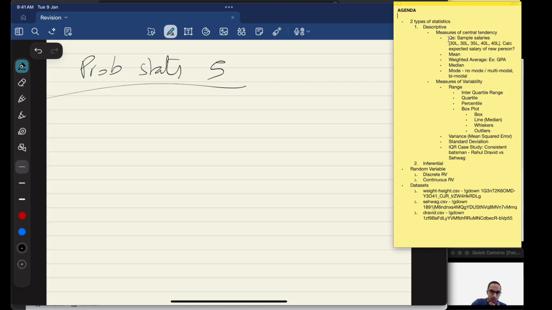Again, we'll be looking at measures of central tendency, which is your mean, median, mode, a little bit of weighted average, and measures of variability, which is primarily range, variance, and standard deviation. And just a definition for inferential stats. We won't be looking at that in any detail today. Then a little bit about random variables. If you watched Prob Stats 1, the first probability theory, we already discussed discrete and continuous spaces. This is something very similar, just related to random variables.